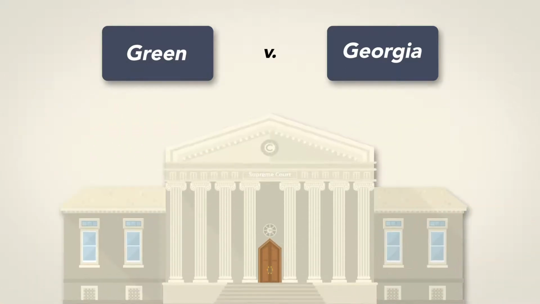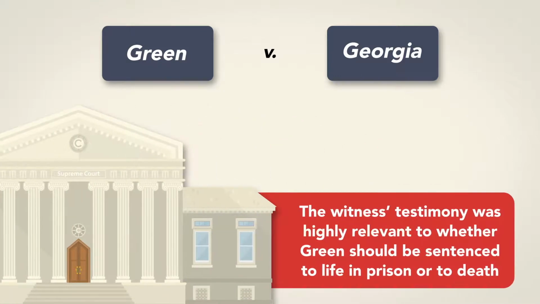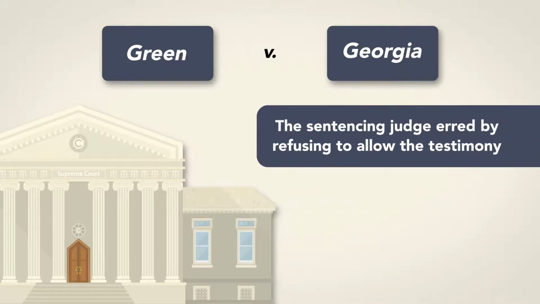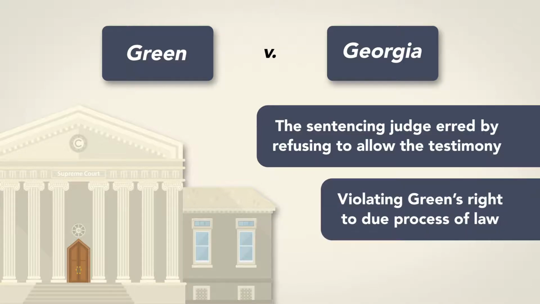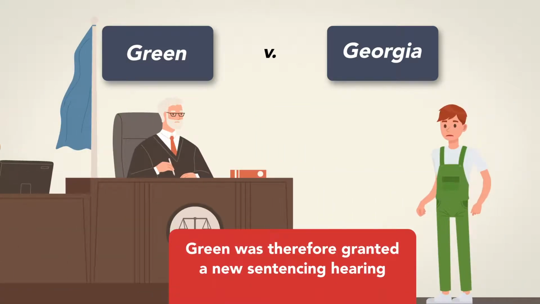The Supreme Court ruled that the witness's testimony was highly relevant to whether Green should be sentenced to life in prison or to death. Thus, the sentencing judge erred by refusing to allow the testimony, violating Green's right to due process of law. Green was therefore granted a new sentencing hearing.